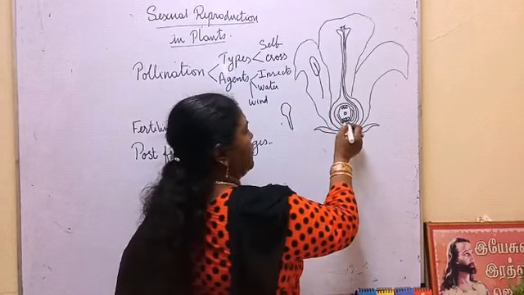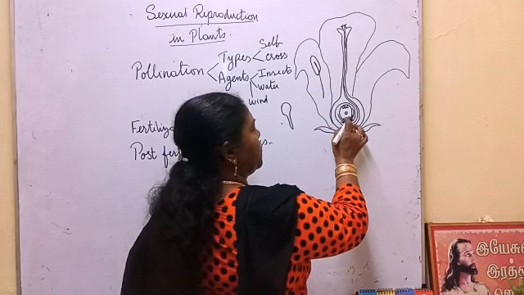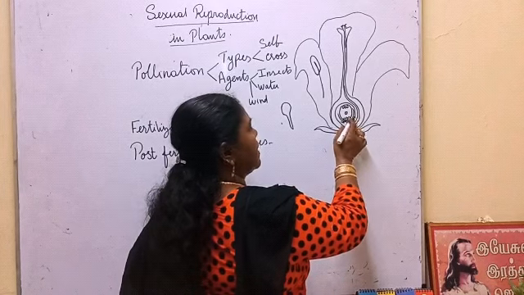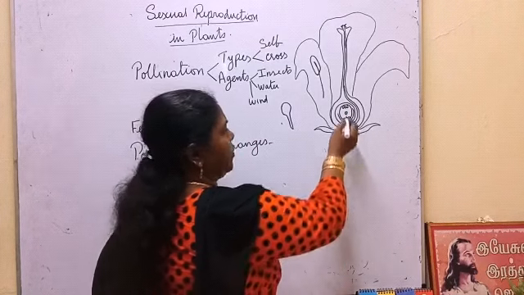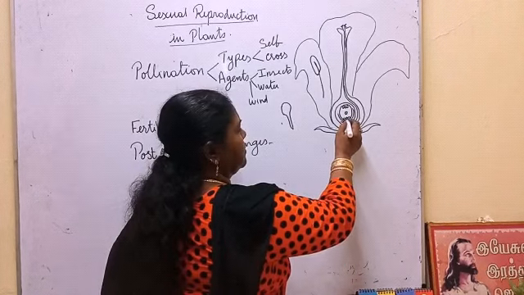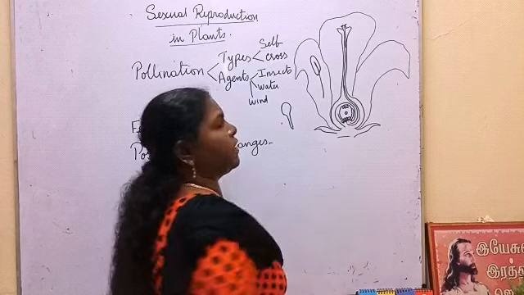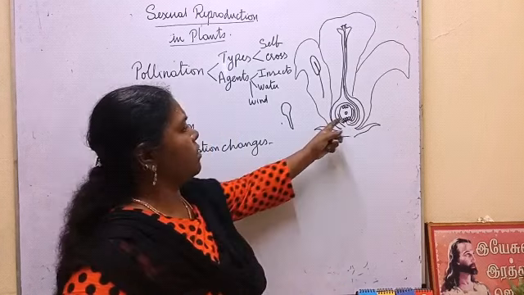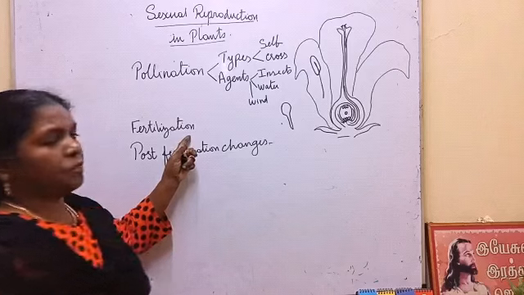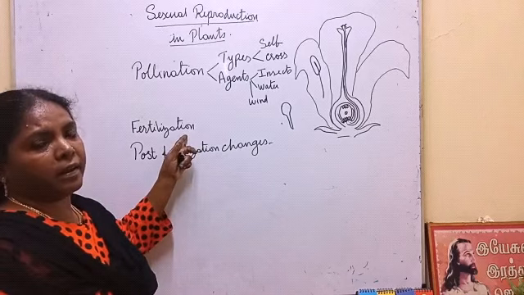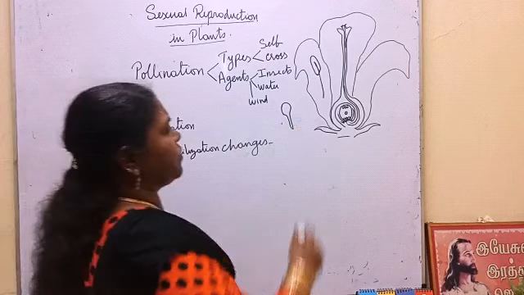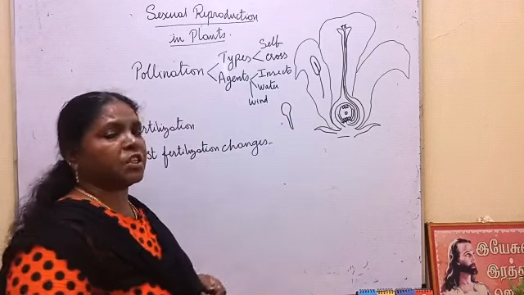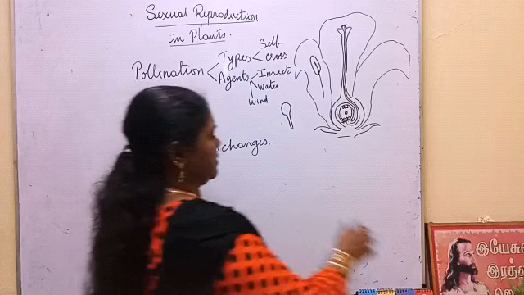When it reaches the ovule, the pollen tube breaks and the sperms are shed into the embryo sac. In the embryo sac, the egg nucleus is there. So the sperm fuse with the egg nucleus. That is called fertilization. Fusion of male and female gamete is called fertilization. Then after this fertilization, post-fertilization changes take place.